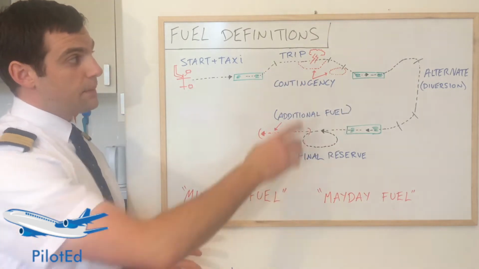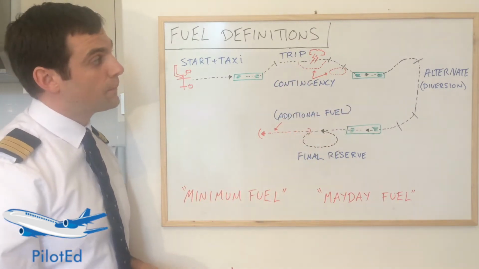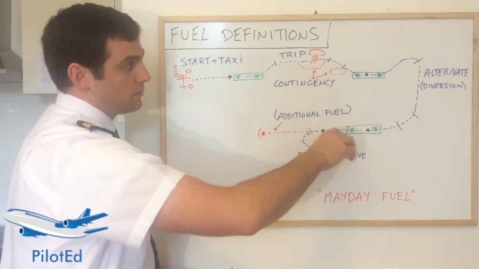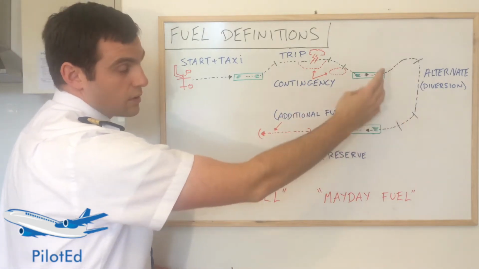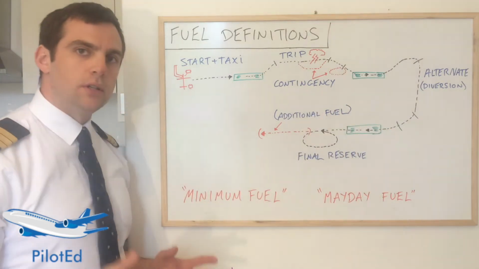The next fuel is going to be alternate fuel, also called diversion fuel, depending where you read it. And that fuel takes into account a go around at our destination airport, the climb out, a cruise, a route of some sort, the descent and approach procedure to our alternate aerodrome.